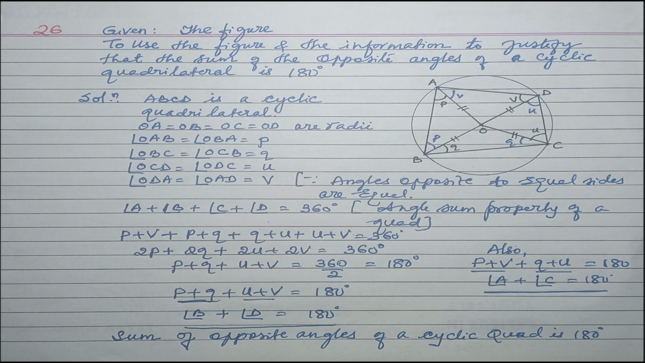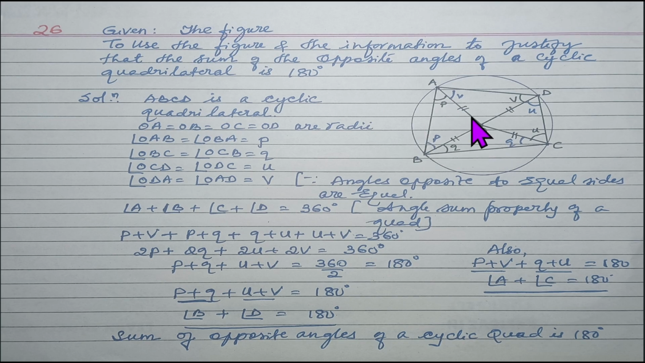Now coming to the next example, that is the 26th example, we are given a figure, and again in this figure they have given a cyclic quadrilateral ABCD, and we have also been given the angles OBC as Q, OCD as U, ODA as V, and OAB as P. Also they have given the radius: OB is equal to OA is equal to OC is equal to OD.